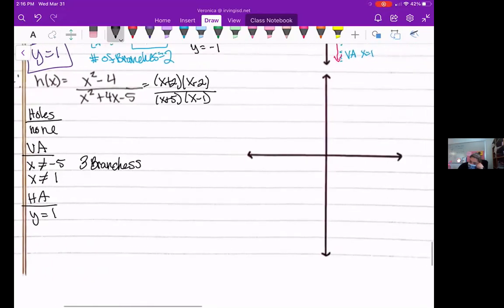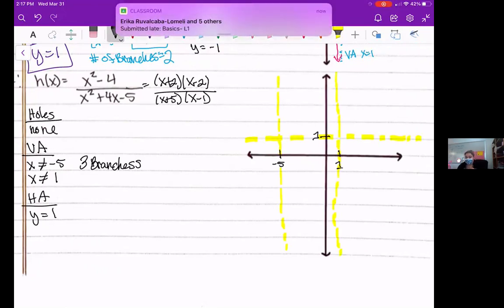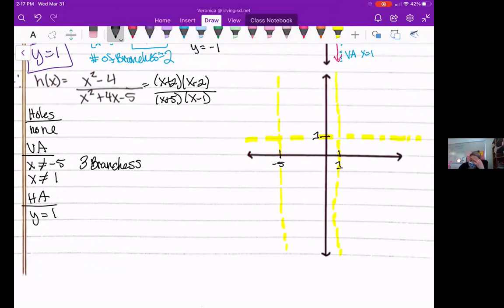So then let's go ahead and graph what we have. We have a horizontal asymptote at y equals 1, so let's make this one right here. And we have vertical asymptotes at -5, which would be about here, and then at 1, which would be about here. So this is -5 and this is 1. Okay, so we have all of our asymptotes done.